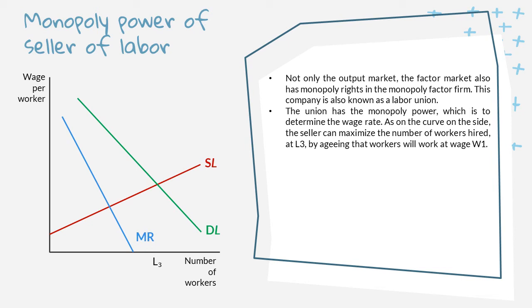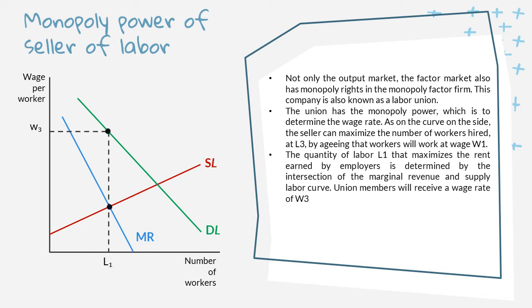As on the curve on the side, the seller can maximize the number of workers hired at L3 by agreeing that workers will work at wage W1. The quantity of labor L1 that maximizes the rent earned by employers is determined by the intersection of the marginal revenue and supply of labor curve. Union members will receive a wage rate of W3.